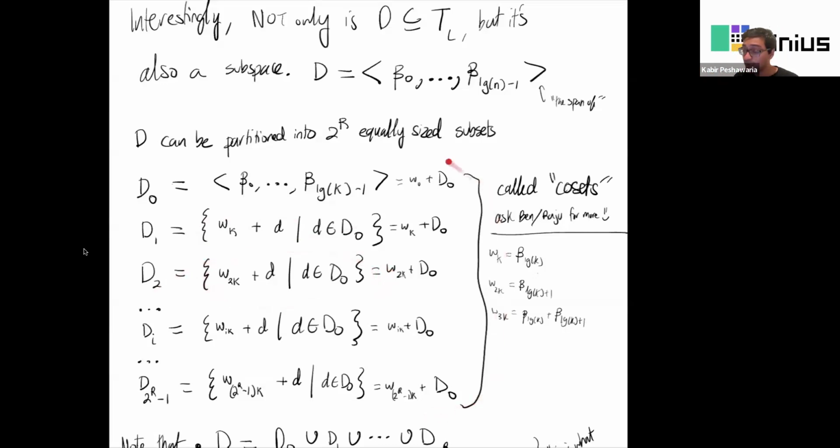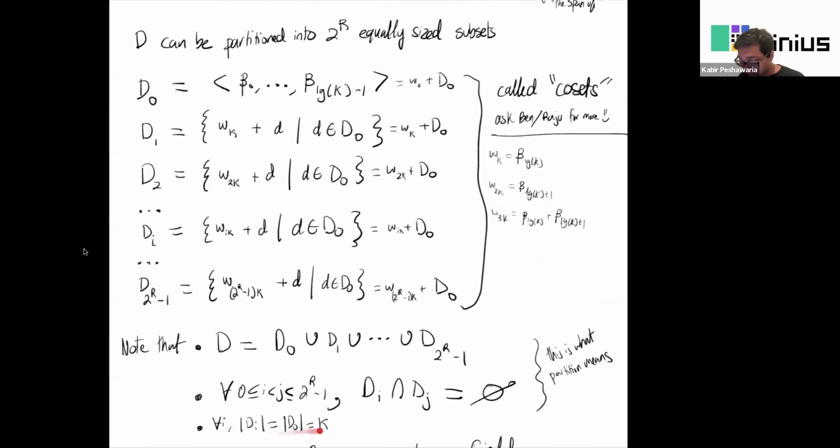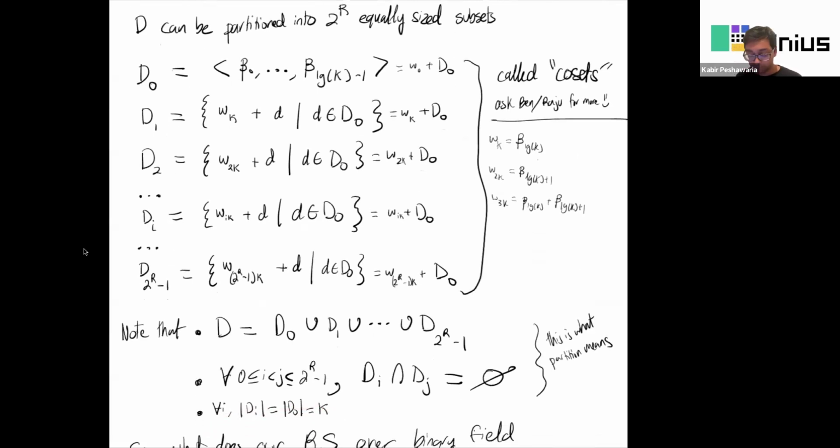And these things are called cosets. There's an algebraic formalization to this, which I decided wasn't worth explaining. I think it was more interesting to give the intuition of how these things are all shifts of D0, the normal domain that we're used to. So we can partition D into these 2 to the R equally sized subsets, also called cosets, which are subsets with more structure. They're all the same size, and every element belongs to exactly one coset.